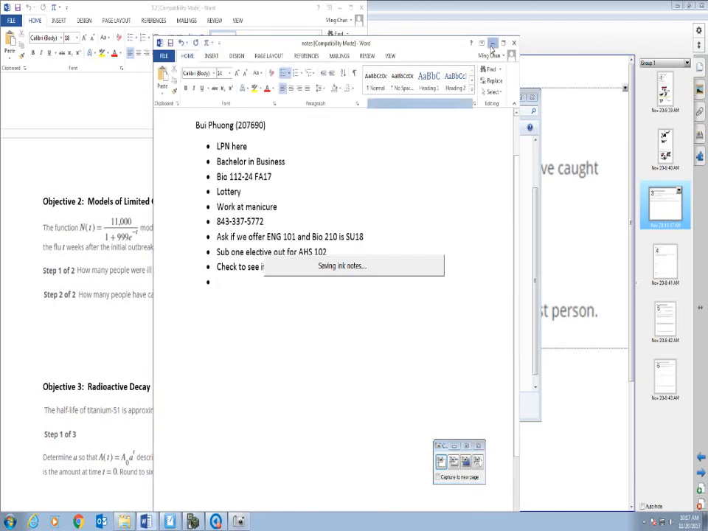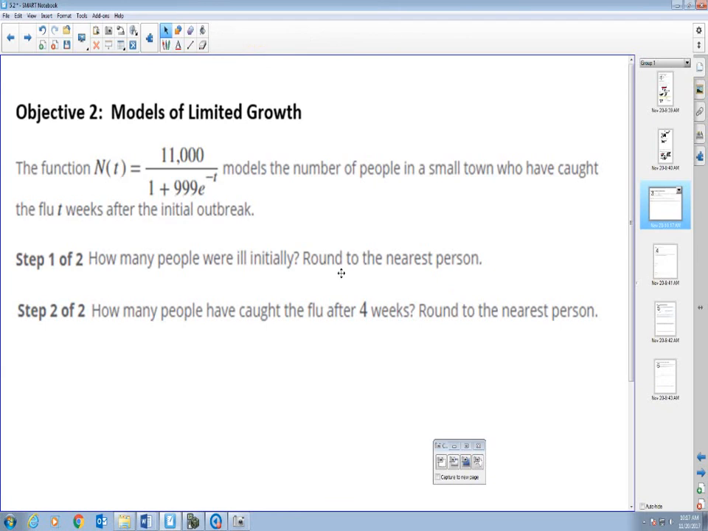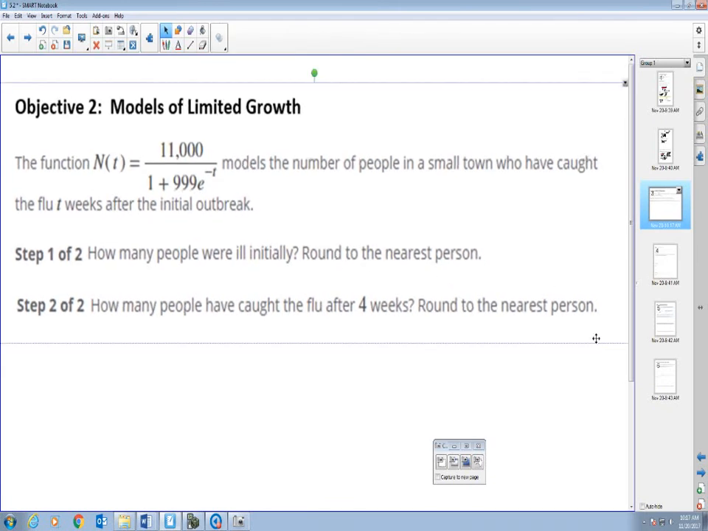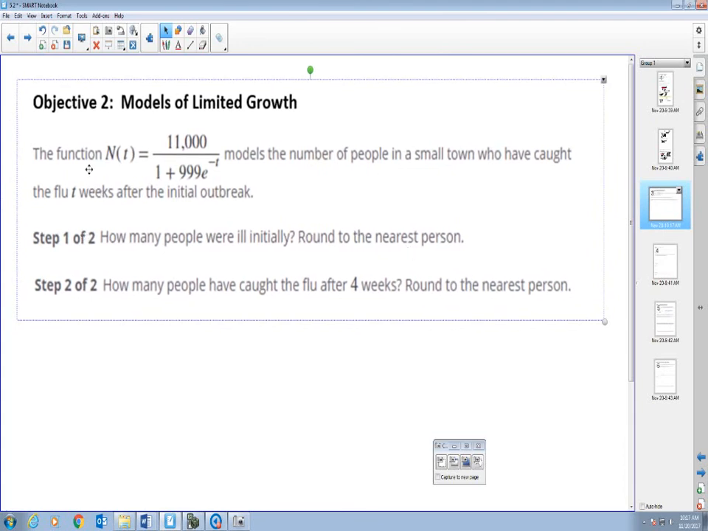And this is a very good example for talking about viruses and things like that, you know, catching a flu. So this function models a number of people in a small town who have caught the flu t weeks after the initial outbreak. Okay, so limited growth. How many people were ill initially?